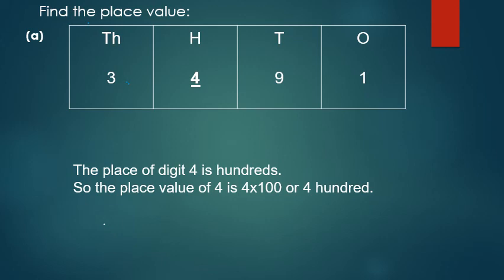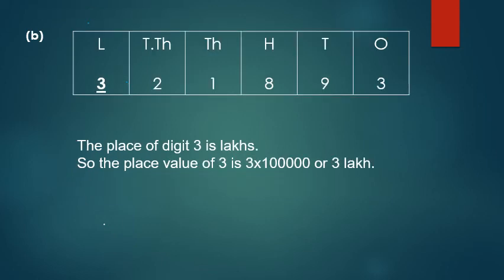So can you say what is the place value of 4? Because 4 is at 100's place, it means place value of 4 is 4 into 100. 400. Yes. Now can you say what is the place value of 3? Underlined 3. Yes. The underlined 3 is below lakh place. So place value of digit 3 is 3 lakh.